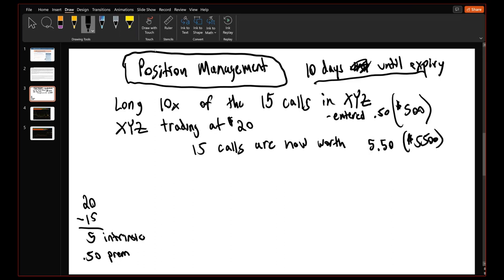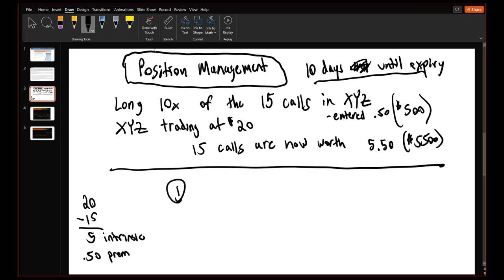What can we do? We can do a few different things. The first thing we can do is sell those calls. Profit, 5K. Good job, great trade. Okay, perfect, right? What else can we do?